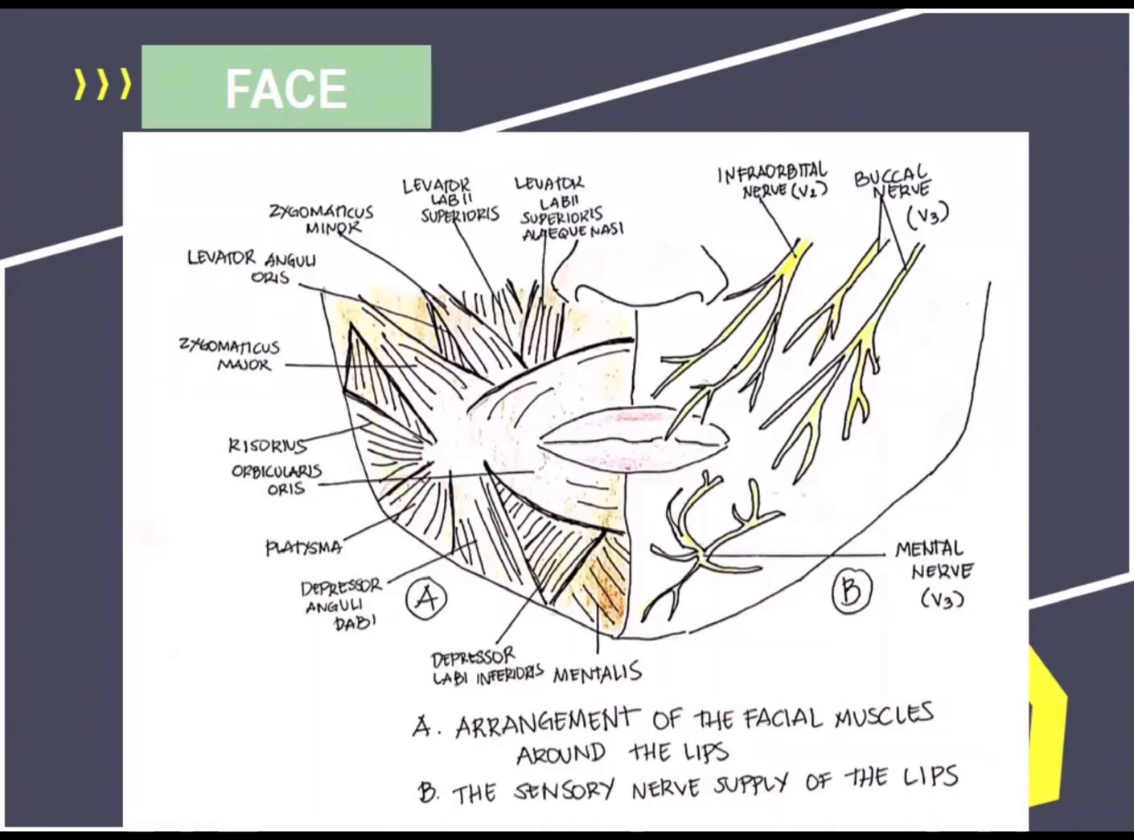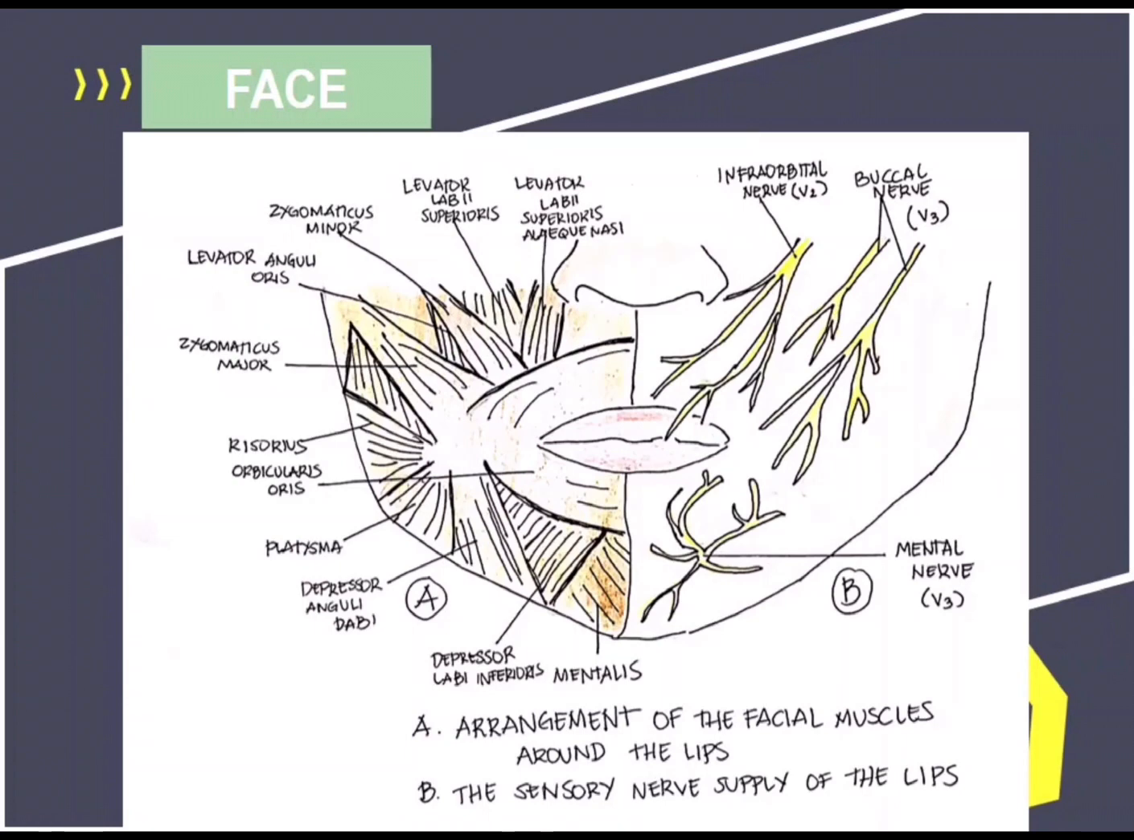As you can see in the letter A, arrangement of the facial muscles around the lips: first is the mentalis, depressor labii inferioris, depressor anguli oris, platysma, orbicularis oris, risorius, zygomaticus major, levator anguli oris, zygomaticus minor, levator labii superioris, levator labii superioris alaeque nasi.